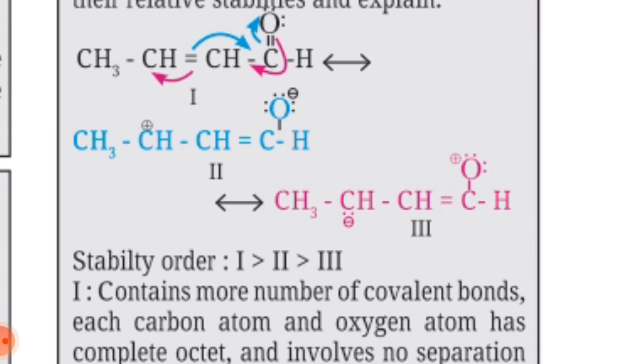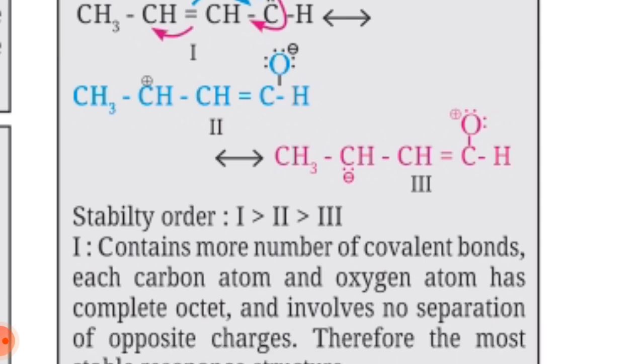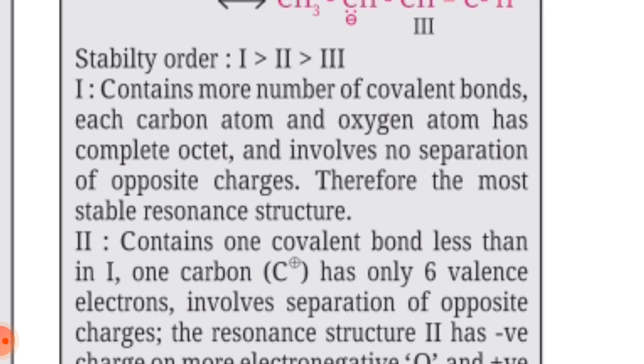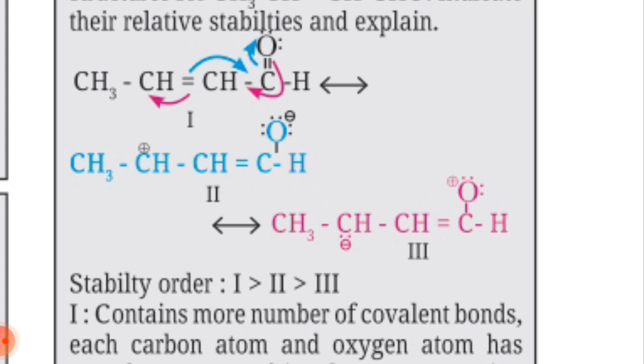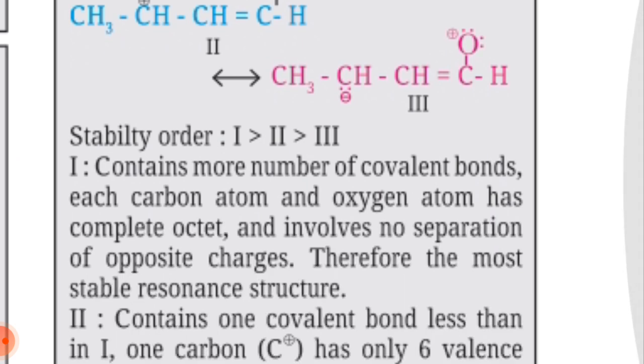CH3CH=CH-CH=O gives CH3CH+-CH=CH-O-, and CH3CH--CH=CH-O+. Stability order: 1 is greater than 2, 2 is greater than 3. First, 1 is more stable than 2, 2 is more stable than 3.